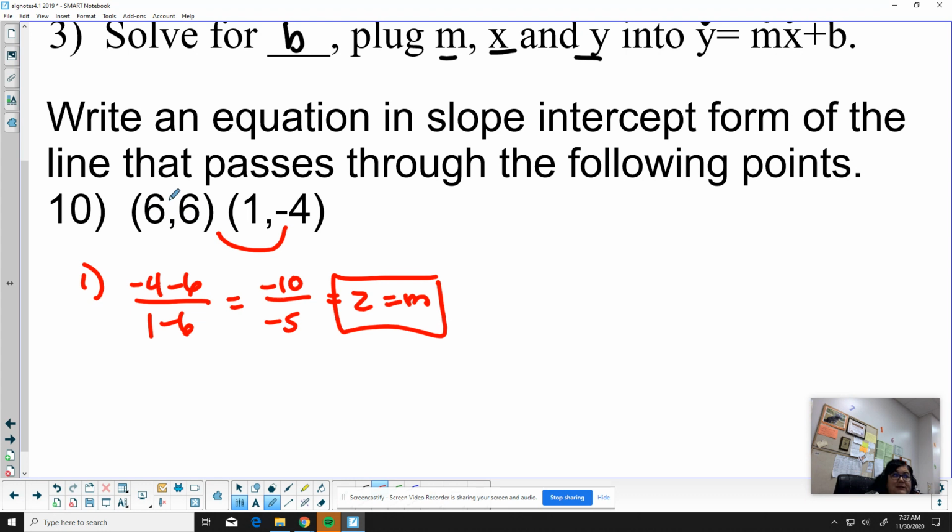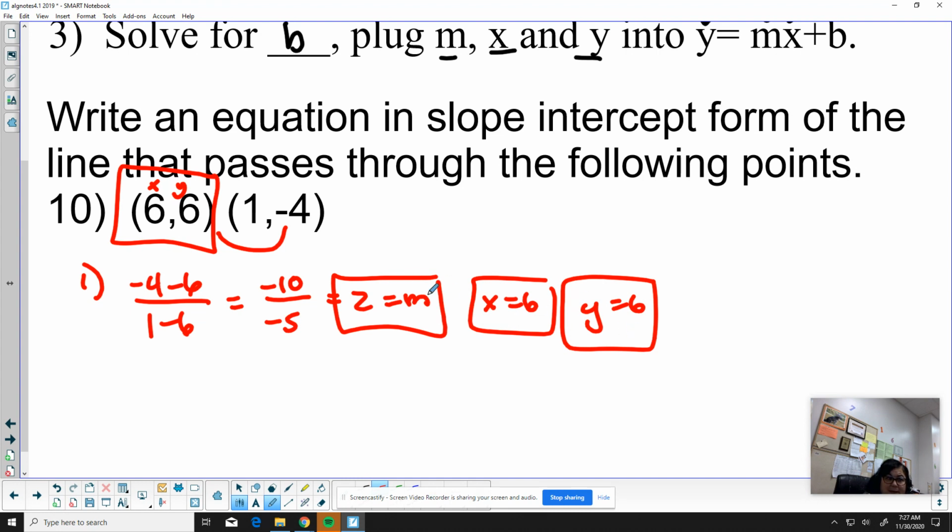And then I'm going to choose 6, 6. Because 6, 6, they're both positive and they're the same number, which makes it easier too. So my x is 6 and my y is 6. And I'm going to take these and plug them all in to y equals mx plus b. So in for y, I'm putting a 6. In for m, I'm putting 2. Then for x, I'm putting 6.